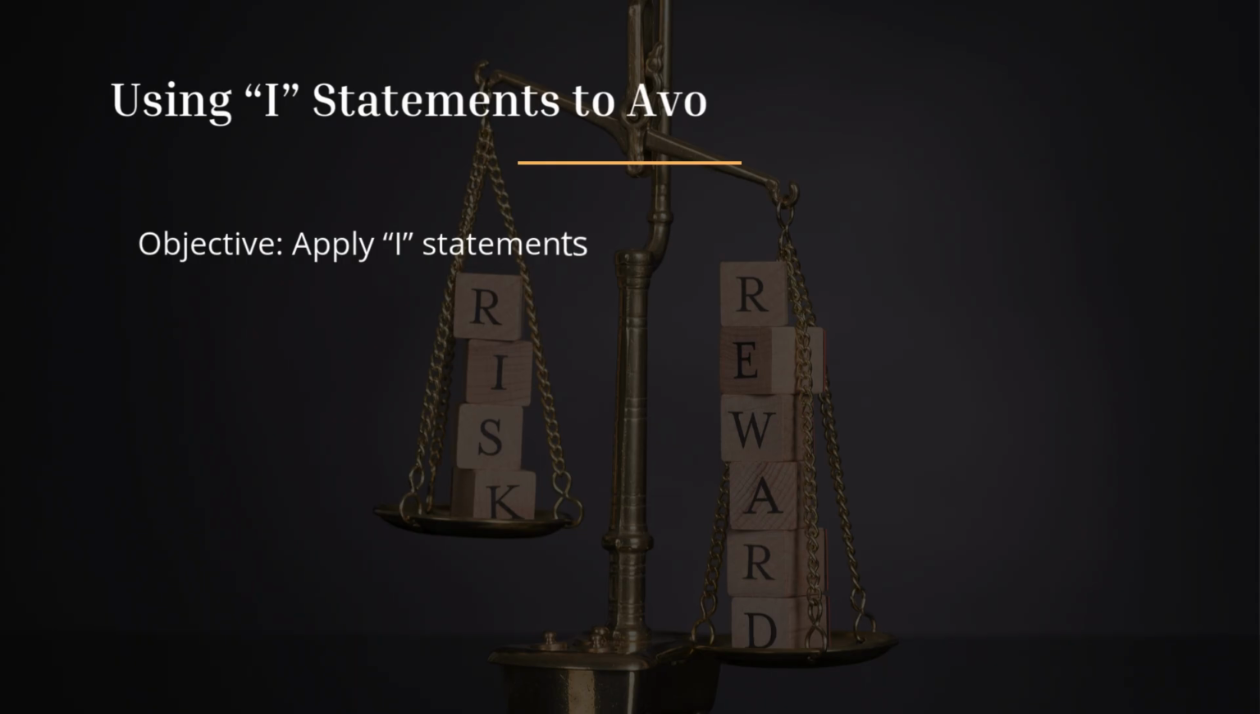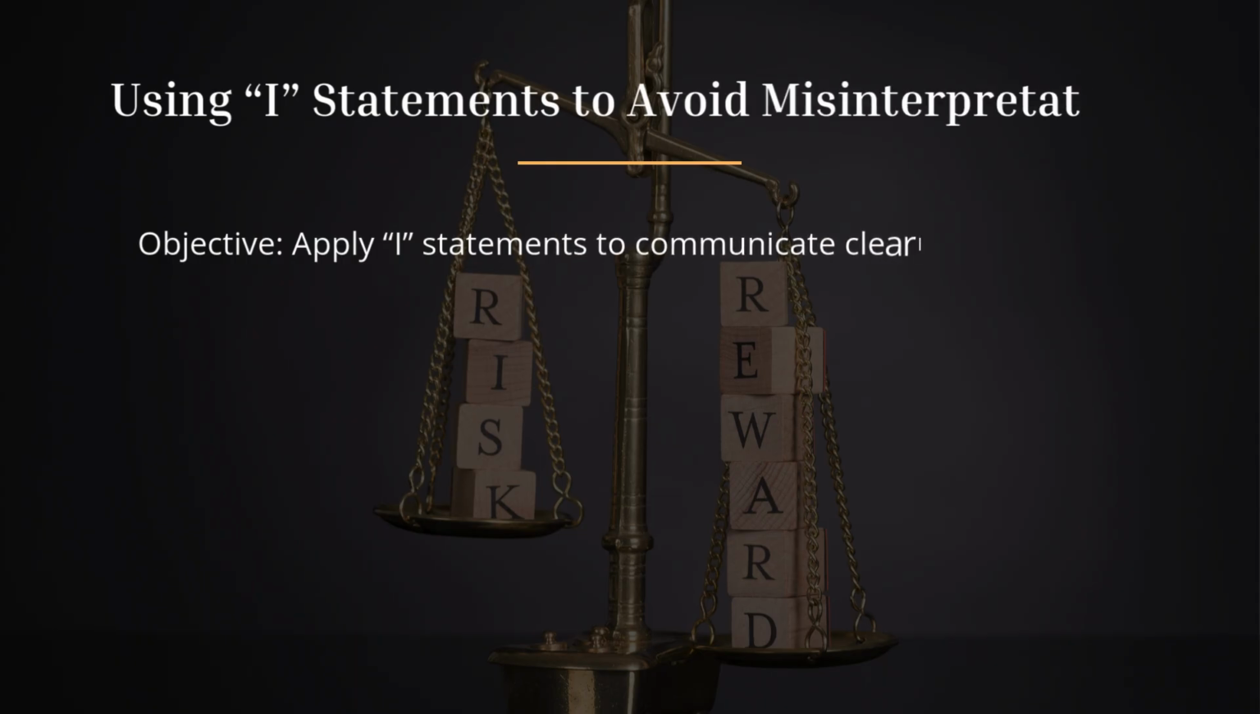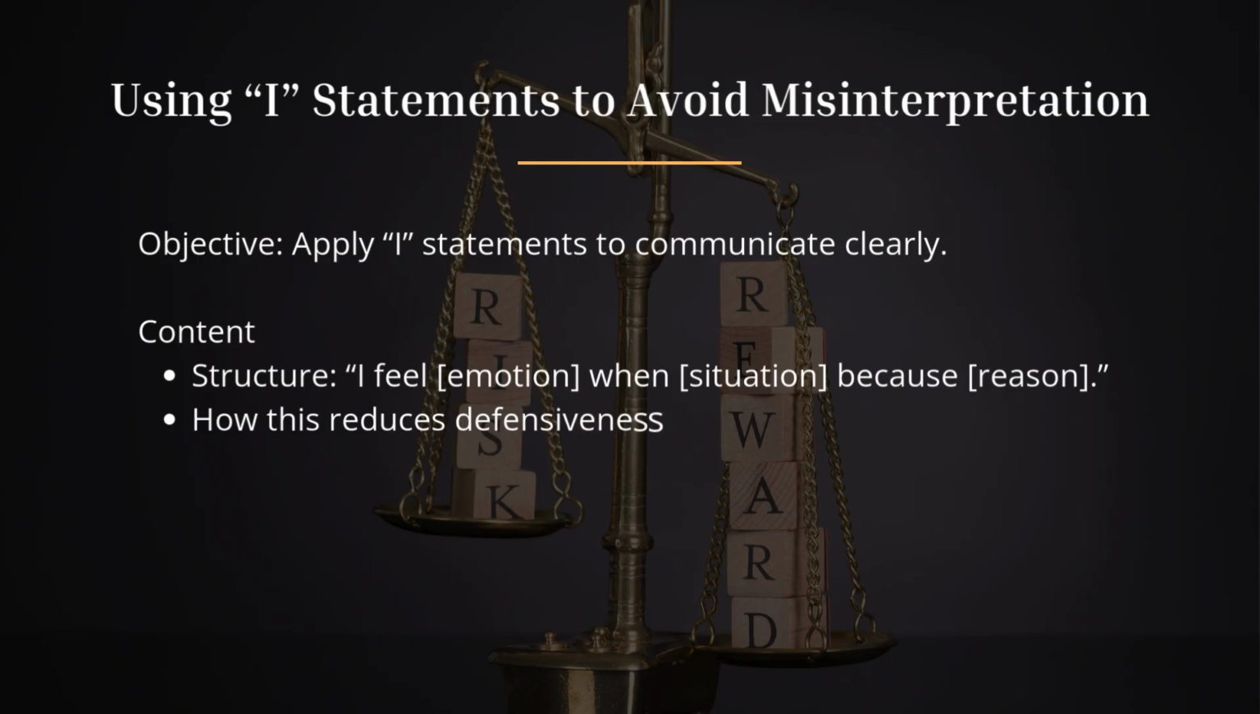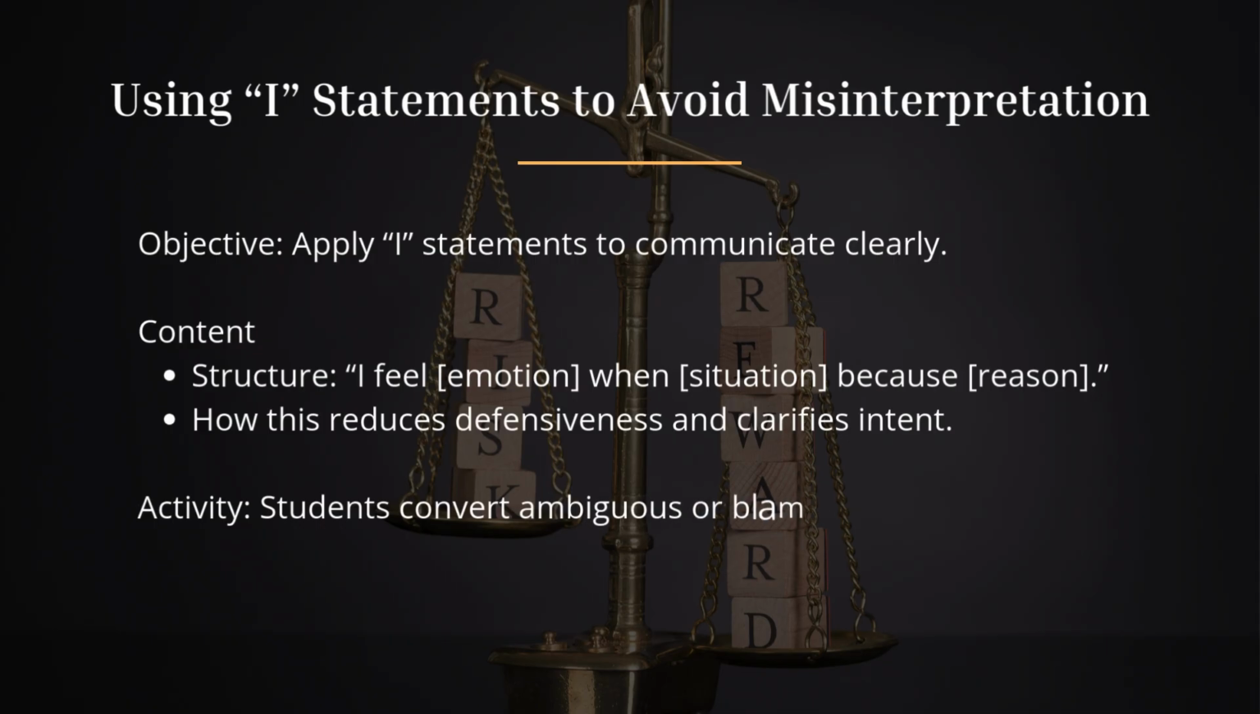Using I statements to avoid misinterpretation. Objective: apply I statements to communicate clearly. Content. Structure: I feel, emotion, when, situation, because, reason. How this reduces defensiveness and clarifies intent. Activity: students convert ambiguous or blaming statements into clear I statements.